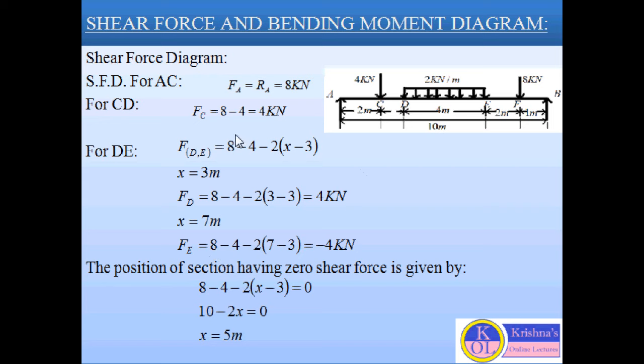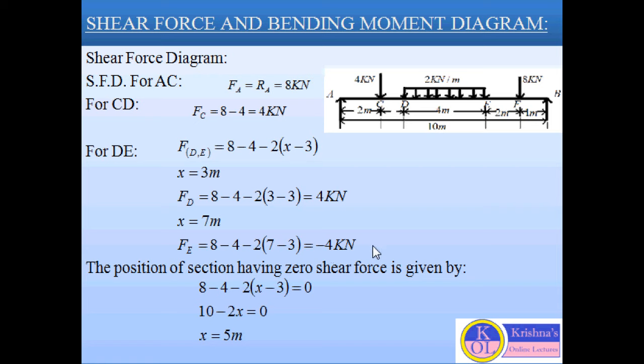So with this we can find out the shear force at point D and point E. The shear force at point D is 4 kilonewton if we put the value of x equal to 3, and if we put the value of x equal to 7, we will find out the value of shear force at point E. So FD is 4 kilonewton and FE is minus 4 kilonewton. See, the value of shear force at point D is positive, and the value of shear force at point E is minus 4 kilonewton.